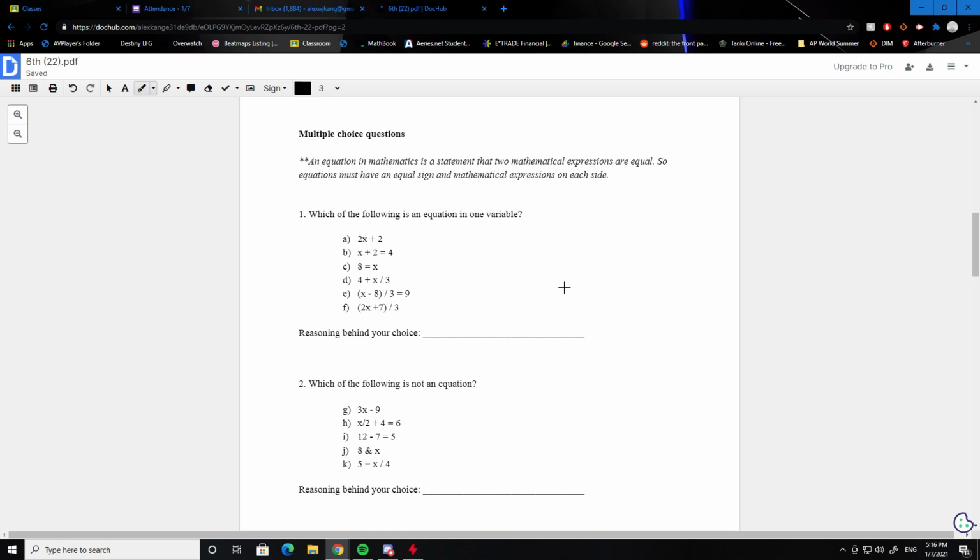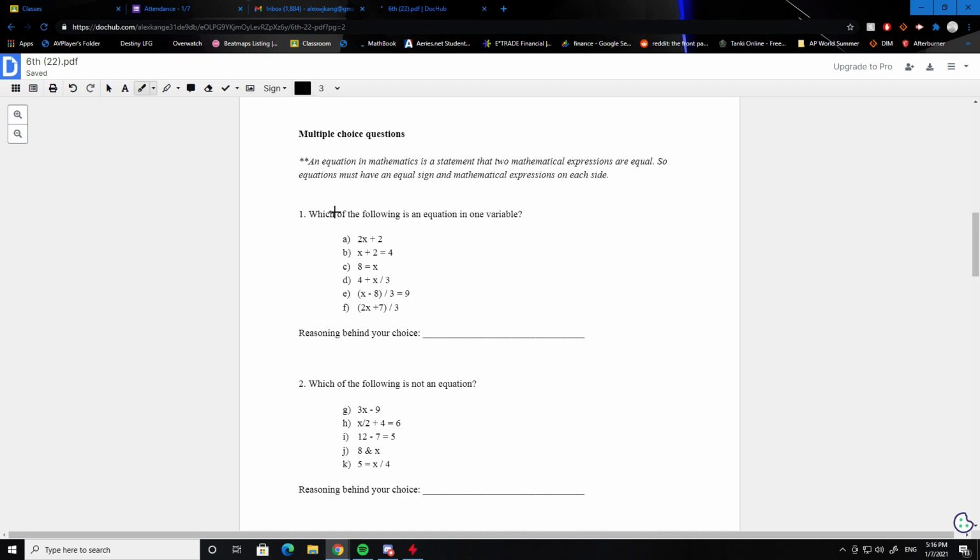It has to have a left side and a right side of the equation. You have to have something to add or multiply or divide or whatever, and then it has to equal something. That's what makes it an equation.